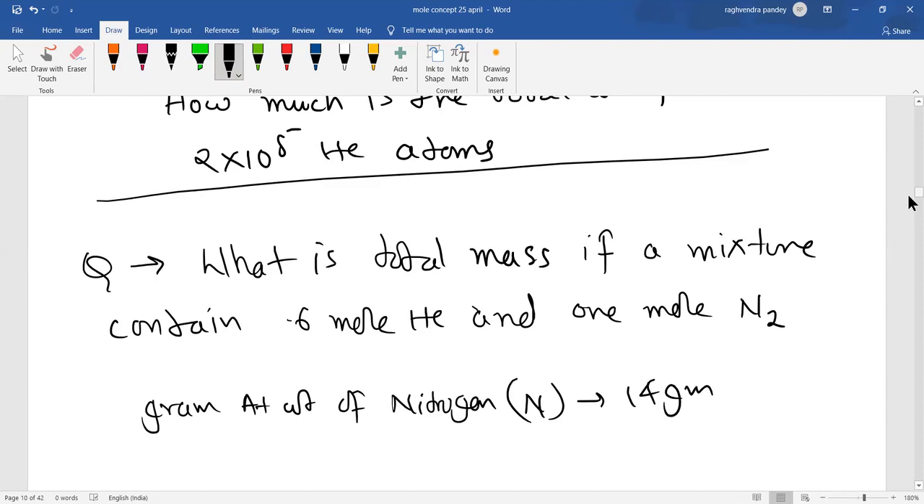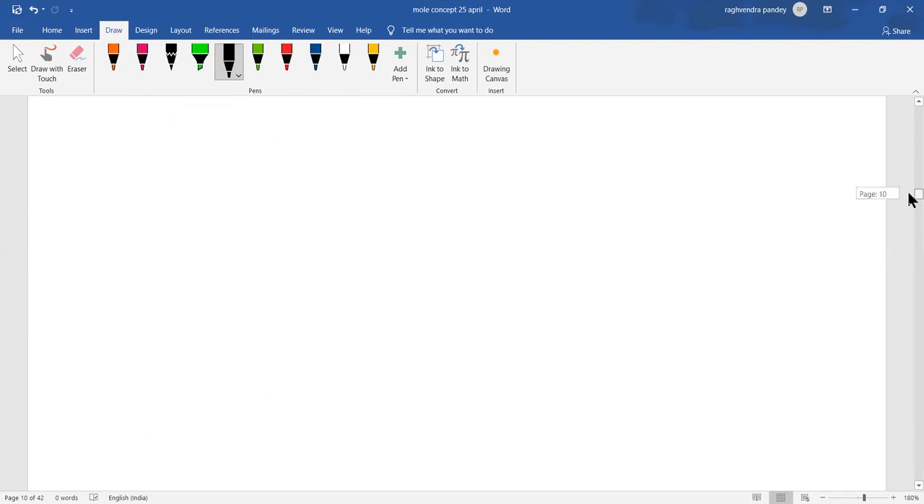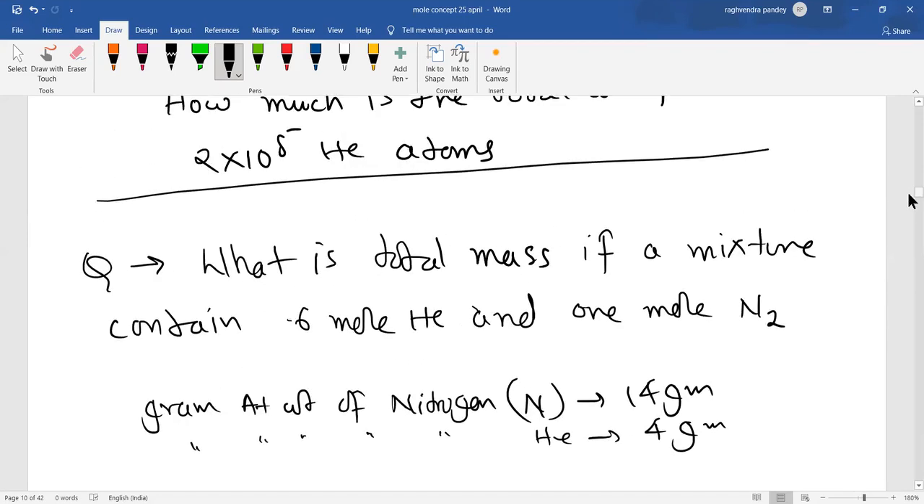Helium weight is 4 gram. So now do it. Helium has 4 gram weight, 14 gram for nitrogen, N, a single atom. We have to find for N2.